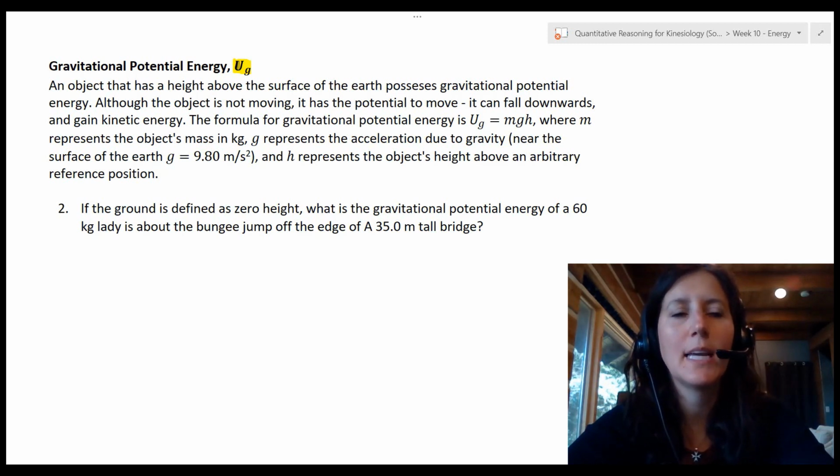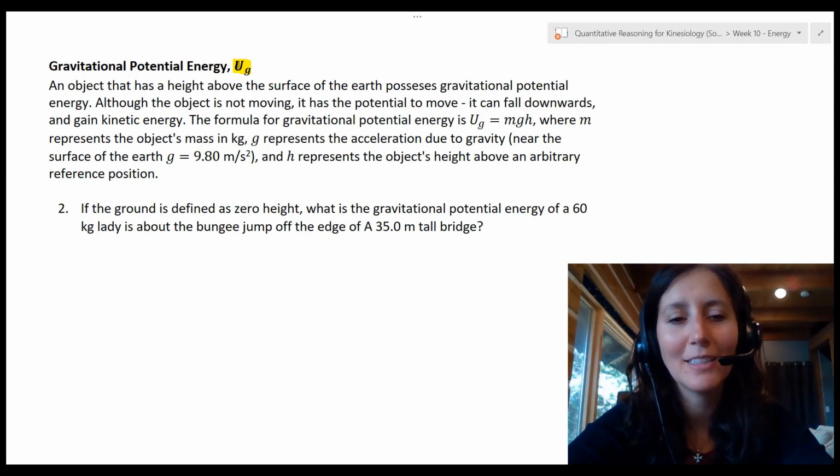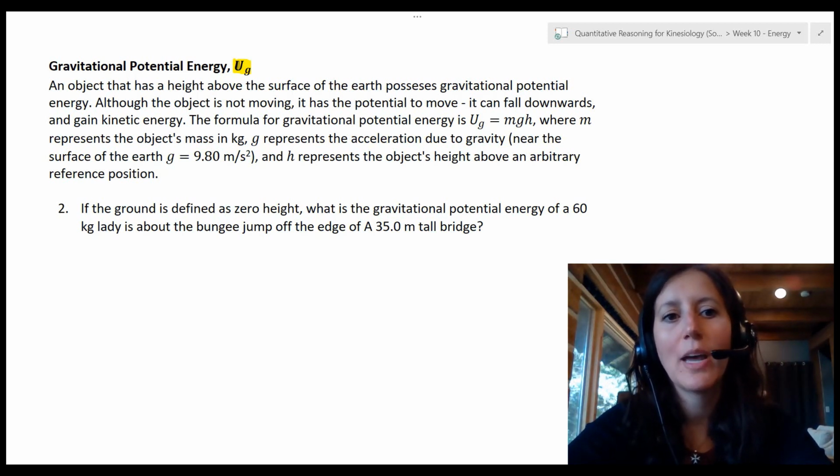So for example, if I'm standing on top of a bridge, let's say, and I'm going to bungee jump, if I were to step off of that bridge, I would have the potential to move really fast. But when I'm at the top of the bridge right at the very beginning, I'm not moving. I just have the potential to move. So I have gravitational potential. The reason why I'm able to move when I step off the bridge is because I have a height.